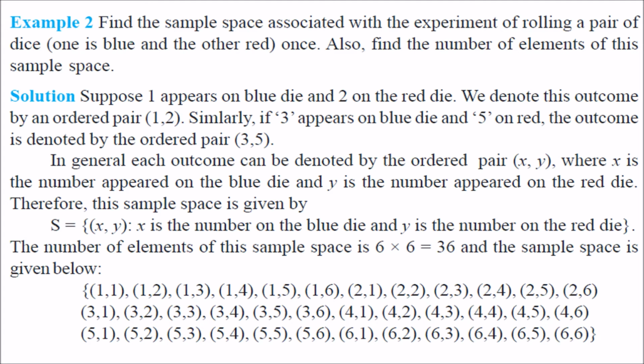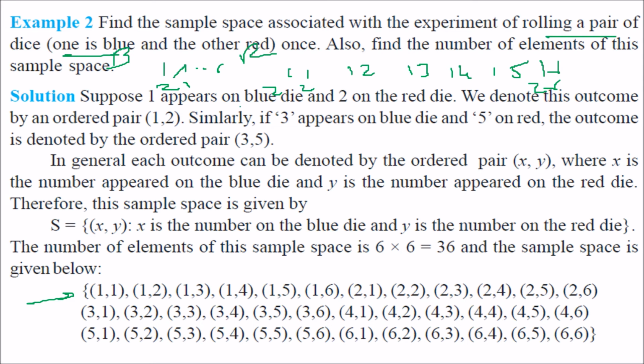One more example we take. We want to find out the sample space associated with the experiment of rolling a pair of dice. One is blue, the other is red. So what can happen? Say we rolled the blue die, 1 can come. We rolled the other die which is red, so it can be 1, it can be 2, up to 6. So 11, 12, 13, 14, 15, 16. These are all combinations. Now the first one can be 2, and the other can be 1, 2, 3, up to 6: 21, 22, 23, like 26. So these are all the combinations.